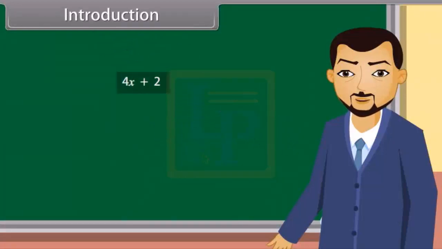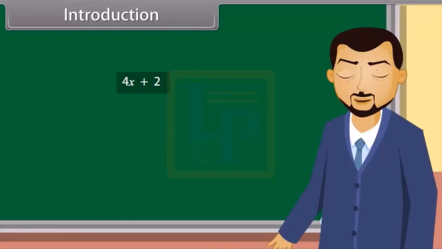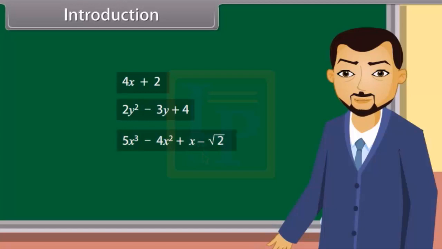Students, look at this polynomial. What can you say about this? This is a polynomial in the variable x of degree. You're right. Similarly, 2y square minus 3y plus 4 is a polynomial in the variable y of degree 2. And 5x cube minus 4x square plus x minus square root 2 is a polynomial in the variable x of degree 3.